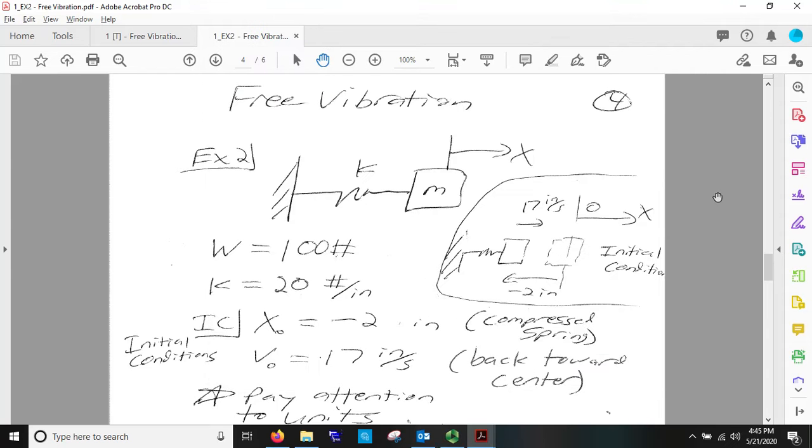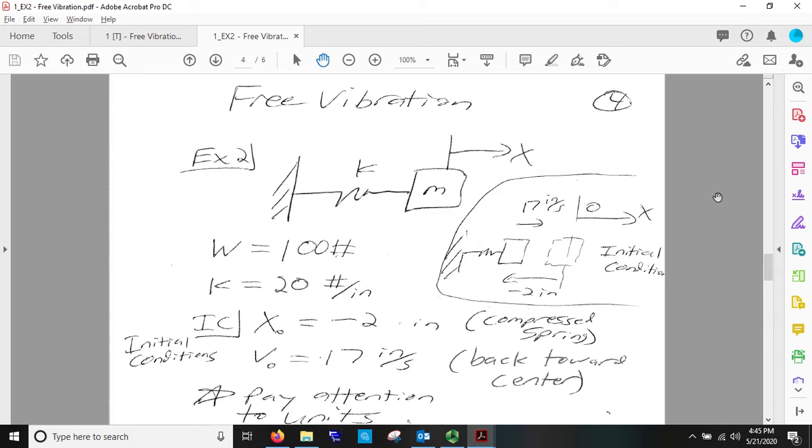Okay, so for example two, we're going to do a similar problem, just a spring mass system, but now we're going to give it an initial velocity as well as an initial displacement. So we're going to see how that affects our curves. There's still going to be sine and cosine, and they're going to wiggle, but where the phase shift is and the maximum displacement, that's going to be different.